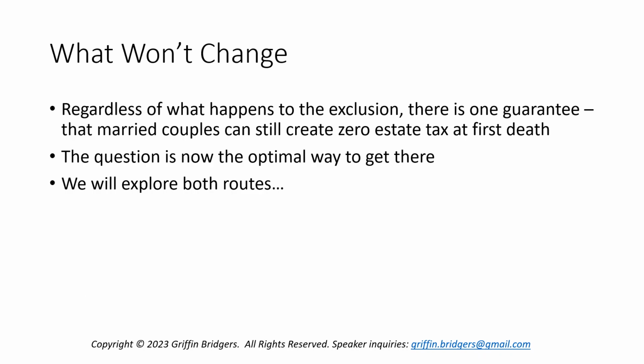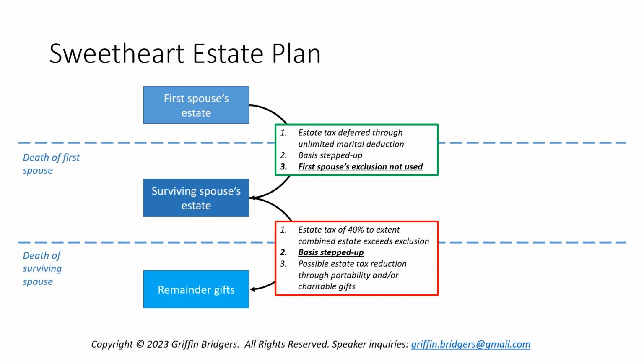So with that being said, what's not going to change is the idea that with the right funding formula, now coupled with portability, married couples can still create zero estate tax at first death. But the question is going to be the optimal way to get there. So we're going to explore both a newer route and a traditional route to get there, and expose how the newer route used to be the commonly accepted but was inefficient from a tax perspective prior to the portability election.